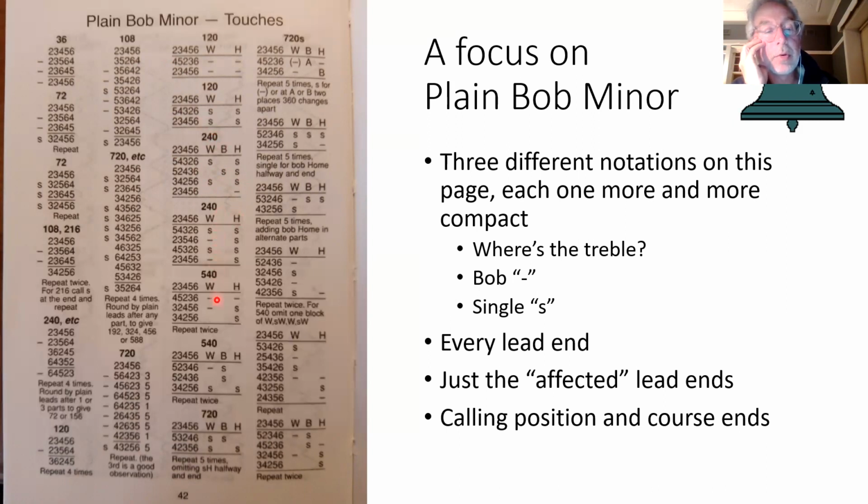240, 540. So these ones up here, they were just complete in themselves. This 540 here is a 3-part. It says here, repeat twice. So I've done wrong and home and wrong. And we know that if we called a bob here at home, it would come round at 120, like it does up here. But instead of a bob, we do a single, and then let a whole course go by and call another single.